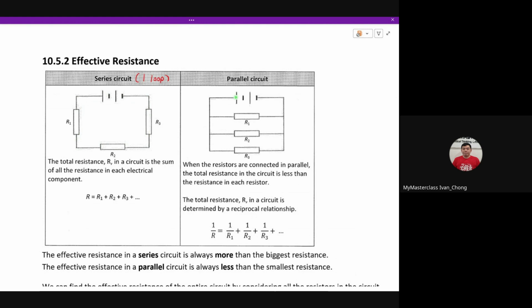And then for a parallel circuit, if you take your finger and trace, you'll notice that this is one loop, this is two loops, and this is three loops. So there's actually three loops. So this is basically two or more loops.